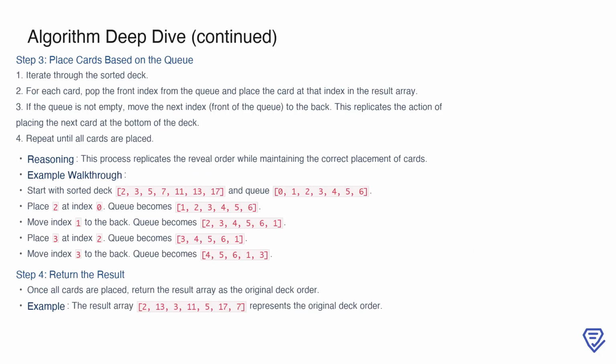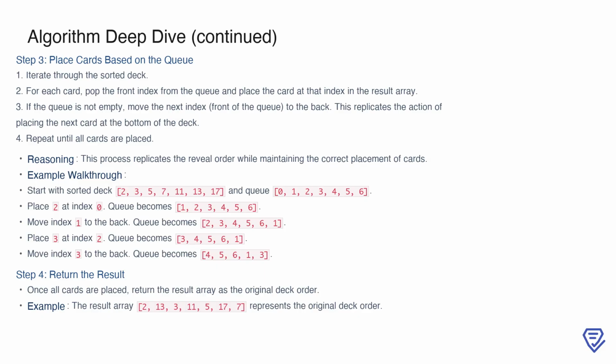Now, we proceed to place the cards in the correct order using the queue. For each card in the sorted deck, we pop the front index from the queue and place the card at that position in the result array. After placing the card, if the queue is not empty, we take the next index at the front of the queue and move it to the back. This step mimics the action of rotating the deck to the bottom after each reveal.